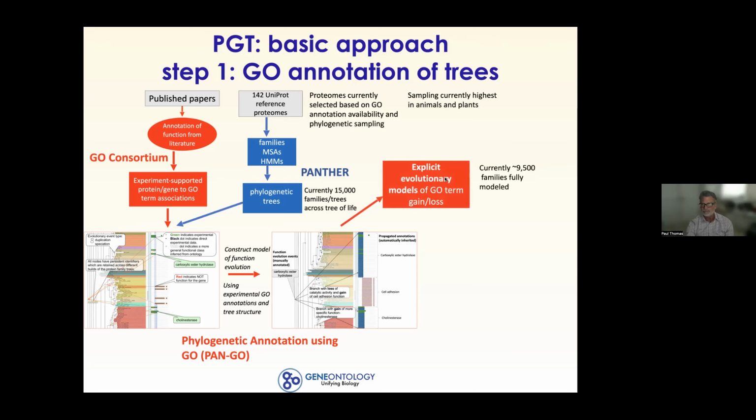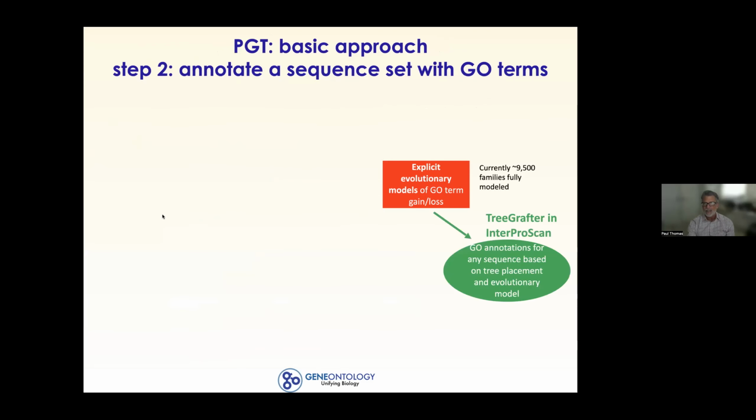But at the end of the day, for those 15,000 families, almost 10,000 of them have evolutionary models of selected GO terms through those families. Huge data set, okay? And so that's how we get the basis. So the basis of this annotation system is all curated, reviewed annotations that take advantage of the massive corpus of annotations in GO. All right, and then what do we do with it?